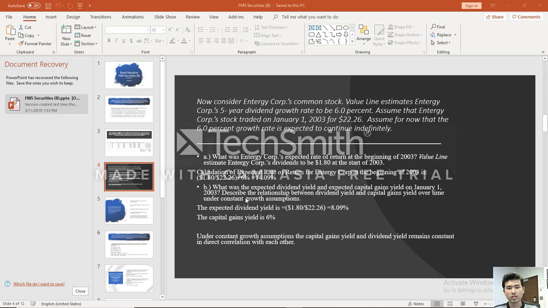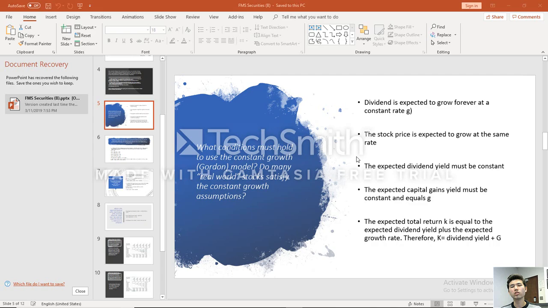And the second question is basically dissecting what the expected dividend yield and expected capital gains yield are. It's already listed here as components A and B: an expected dividend yield of 8.09% and a capital gains yield, which is the consistent growth rate. A corollary asks what has to stay consistent under constant growth assumptions, which means the capital gains yield and dividend yield have to remain constant in order for this relationship to hold. So what conditions must be met for the constant growth Gordon model to work?